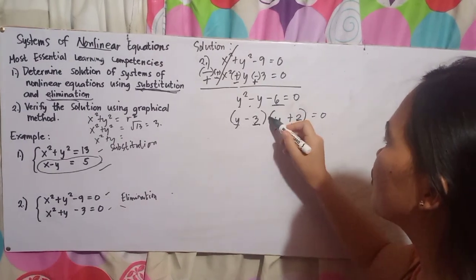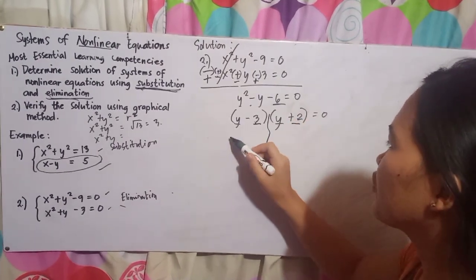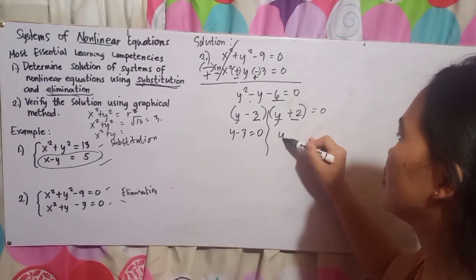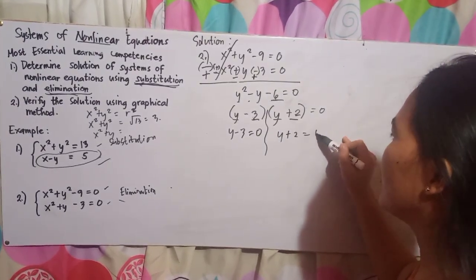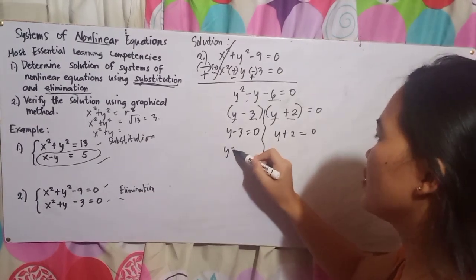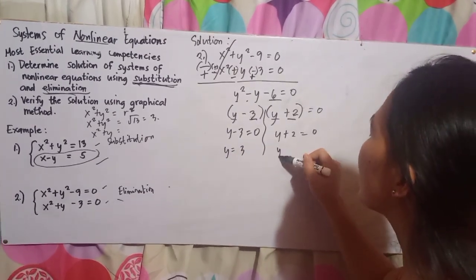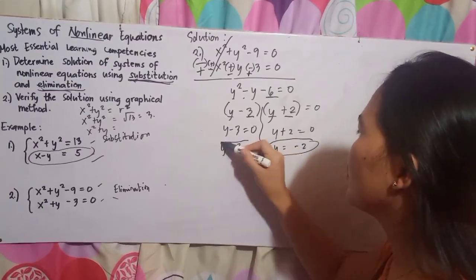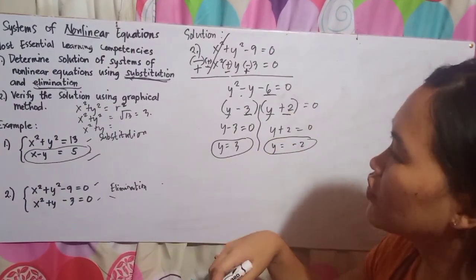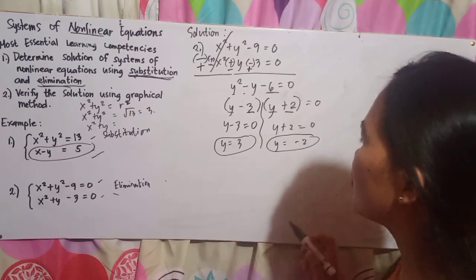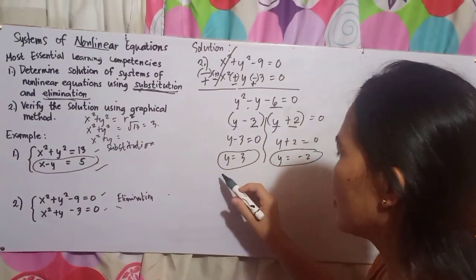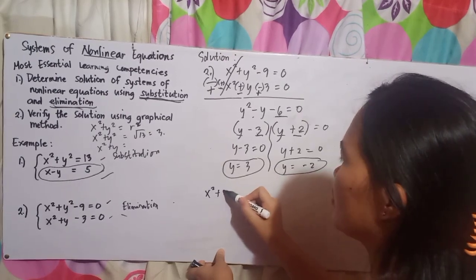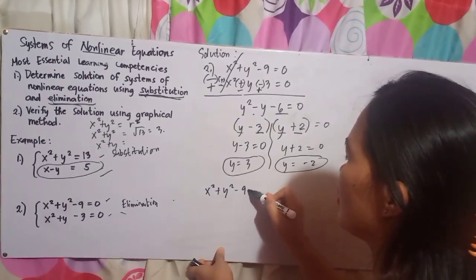So ang na-factor, i-solve na nato isa-isa. So y minus 3 equals 0. Sa pikas, y plus 2 equals 0. So, y equals positive 3 ang isa, y equals negative 2 ang isa. So, i-substitute sa first na equation, x squared plus y squared minus 9 equals 0.